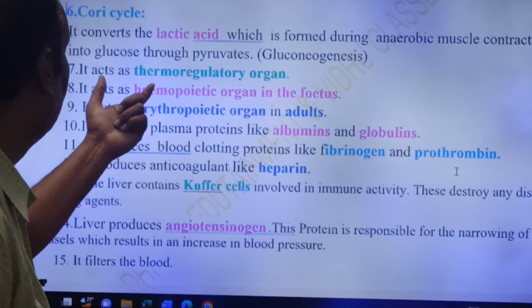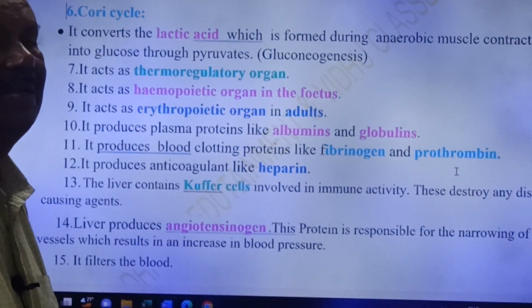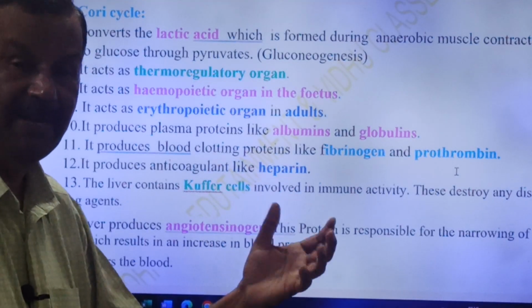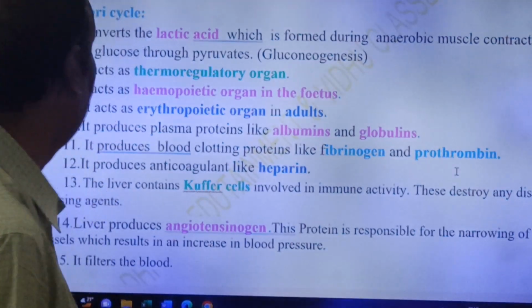Okay, friends. Now, next simple point, friends. Liver acts as thermoregulatory organ. It maintains our body temperature. Liver acts as thermoregulatory organ.